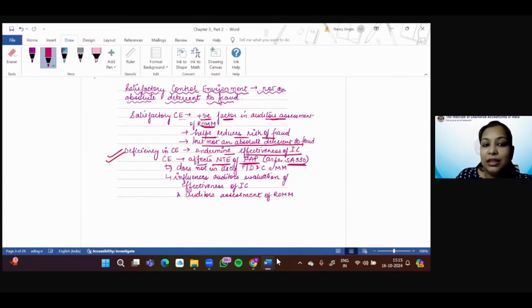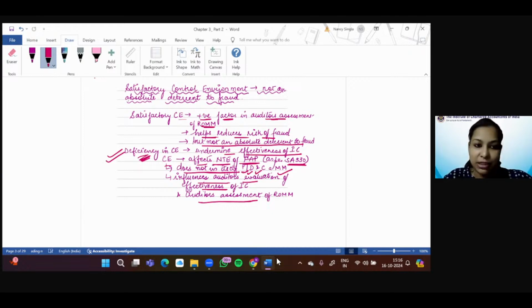If there is a deficiency in control environment, it means that it is not able to prevent, detect, and correct any material misstatement. Ineffective internal control means that they are not able to prevent or detect and correct material misstatement. And that is going to influence the auditor's evaluation of effectiveness of internal control and his assessment of risk of material misstatement. See, students, this is the way you can make a summary or notes.